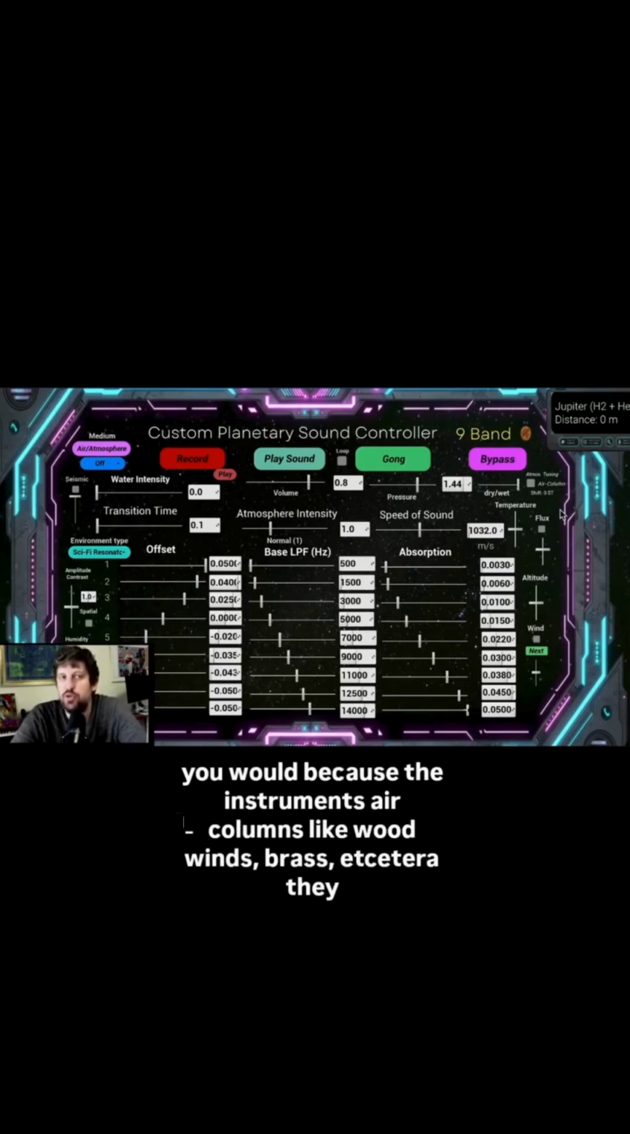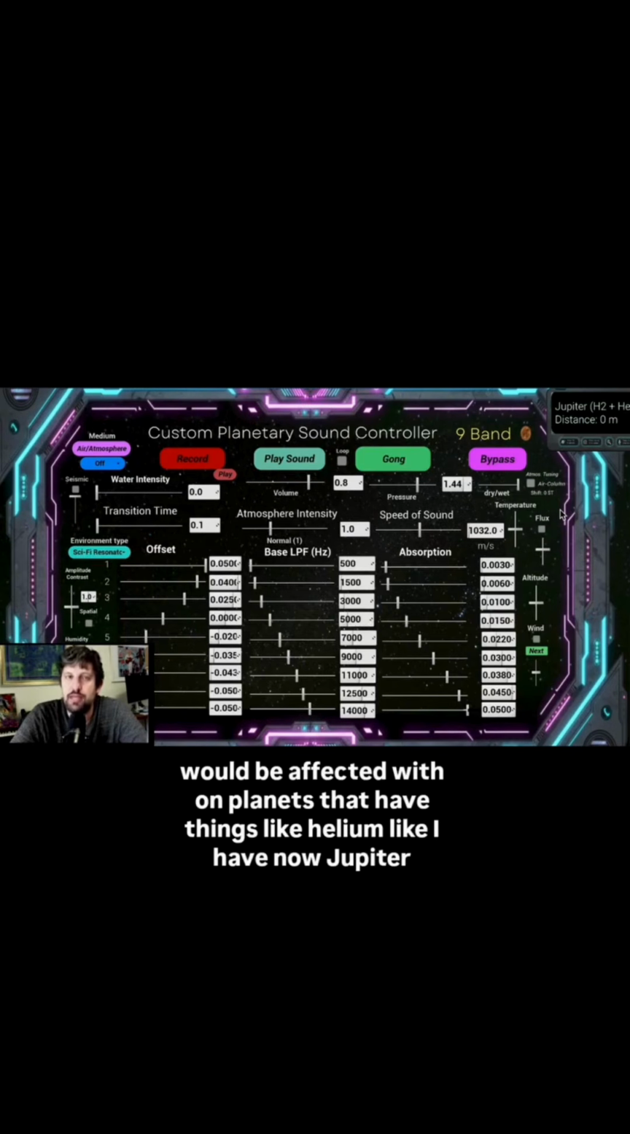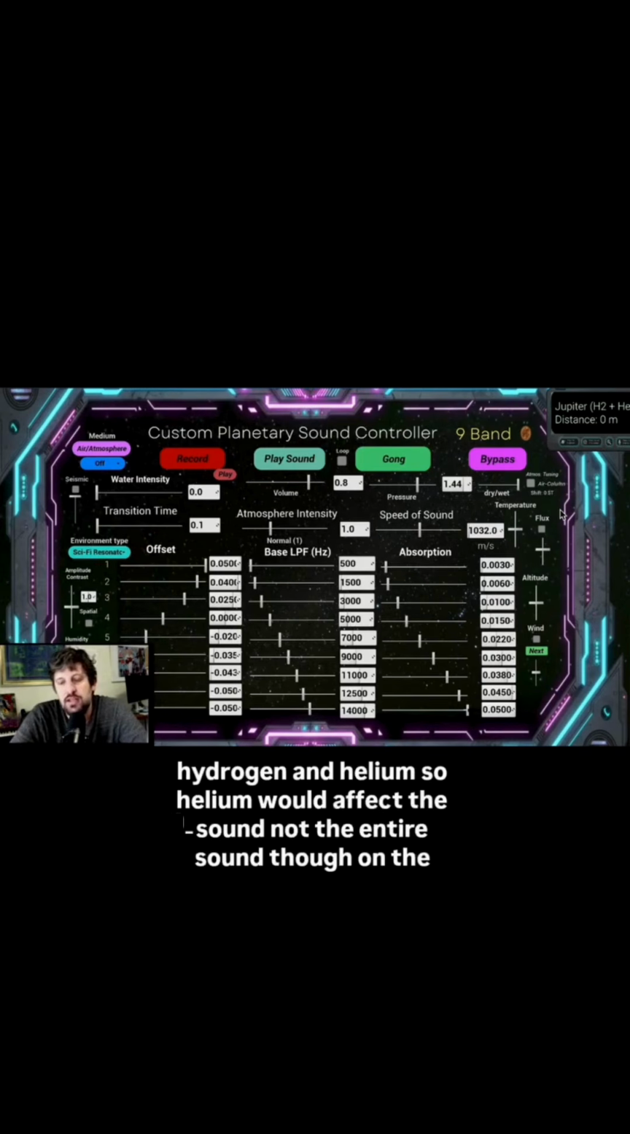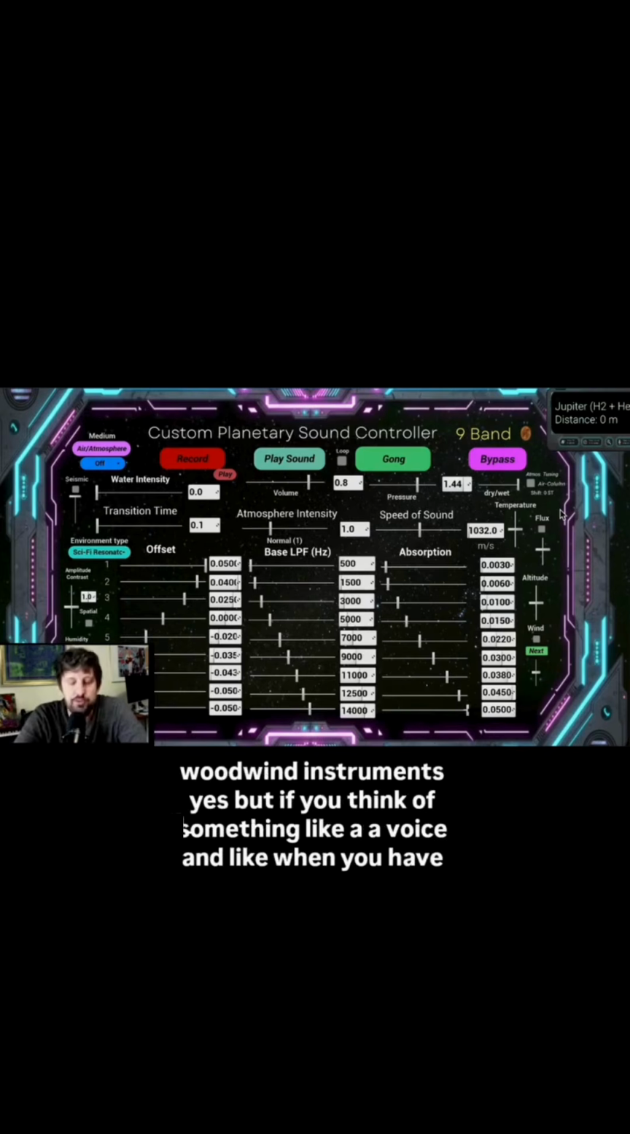And yes, you would, because the instruments with air columns, like woodwinds, brass, etc., would be affected on planets that have things like helium, like I have now, Jupiter, hydrogen and helium. So helium would affect the sound, not the entire sound though. On the woodwind instruments, yes.